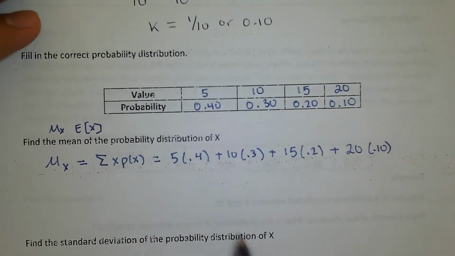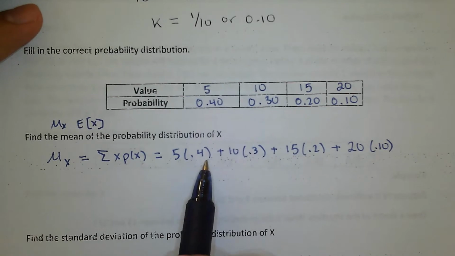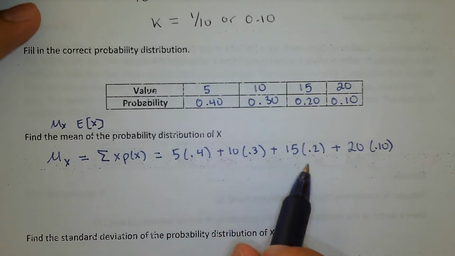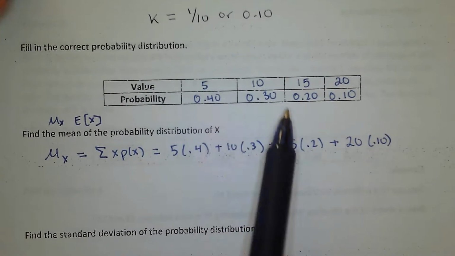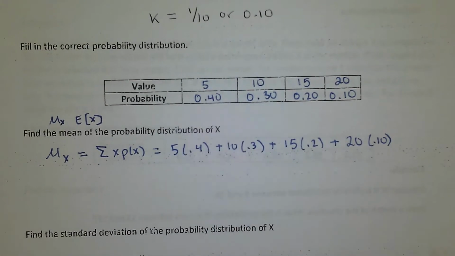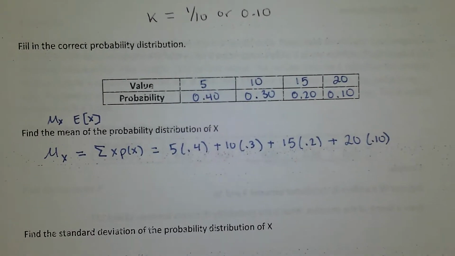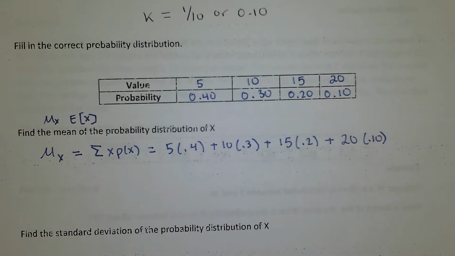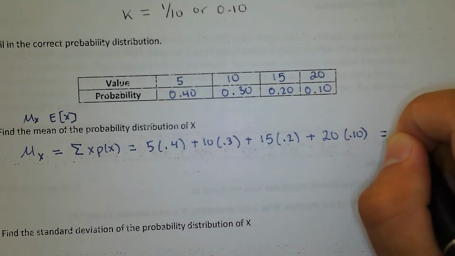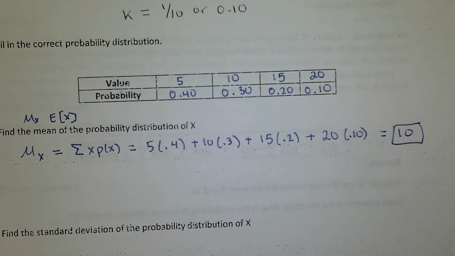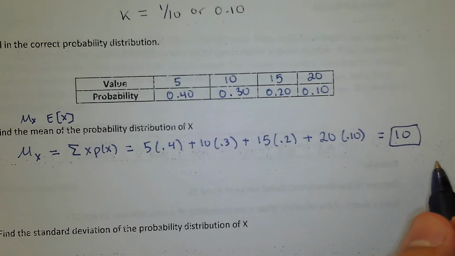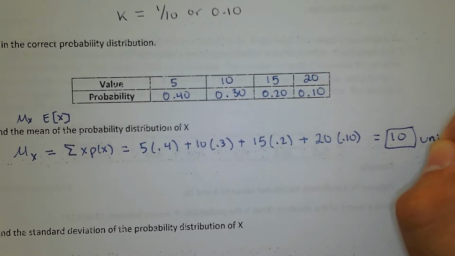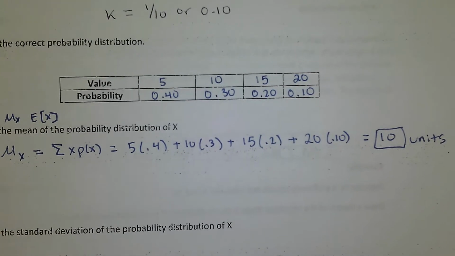So this is saying that 5 will occur 40% of the time, 10 will occur 30% of the time, and so forth, at least for this model. Not always, but specifically for this model. So when I take this into my calculator and sum it up, I obtain the value of 10 here. And of course, this would be 10 units, because we don't have context for this variable.